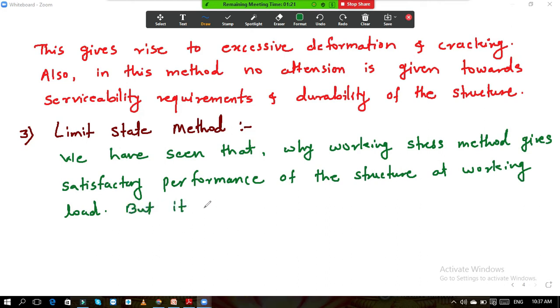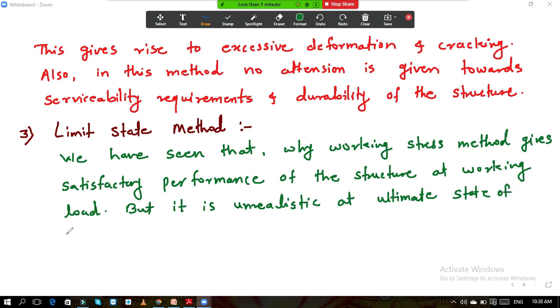But it is unrealistic at the ultimate state of collapse. Okay, म्हणजे काय म्हटलेले यांनी? So we are giving some introduction on why we switch to the limit state method.